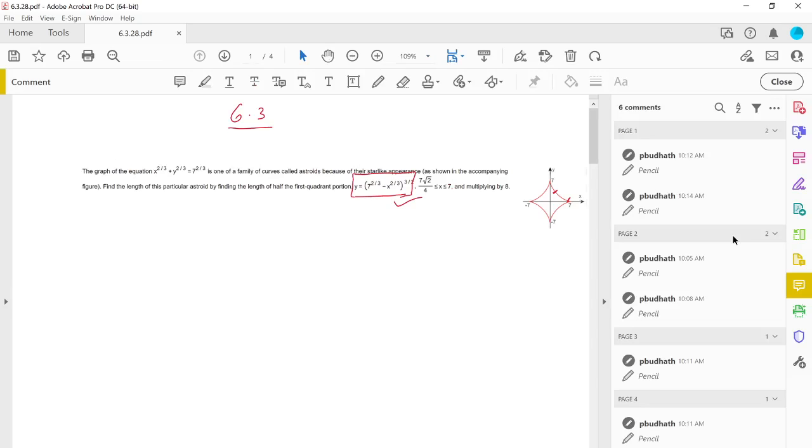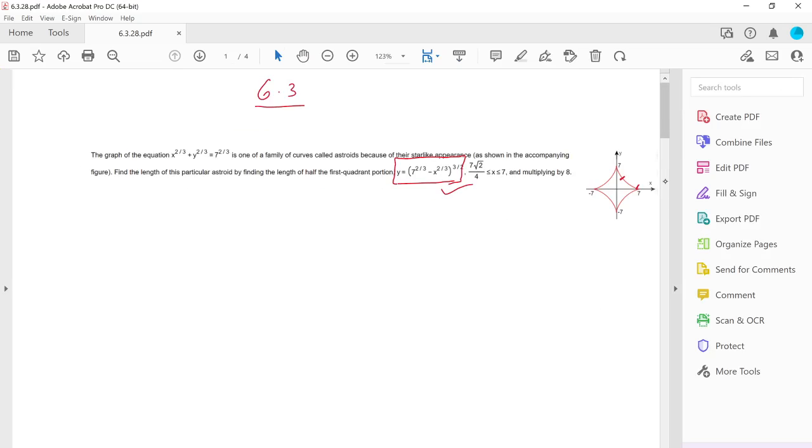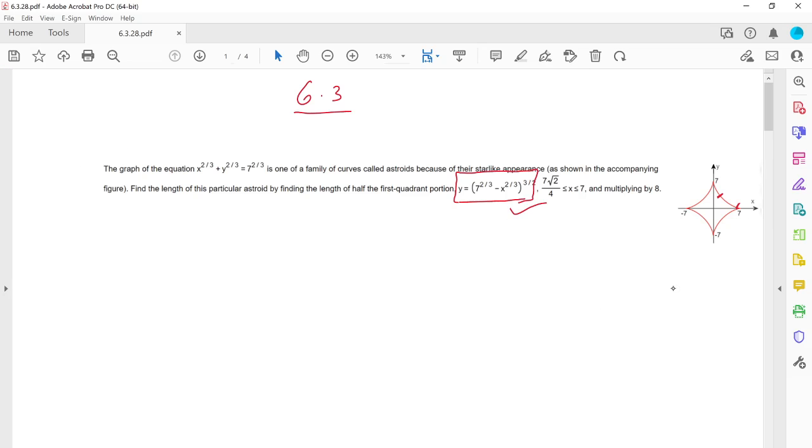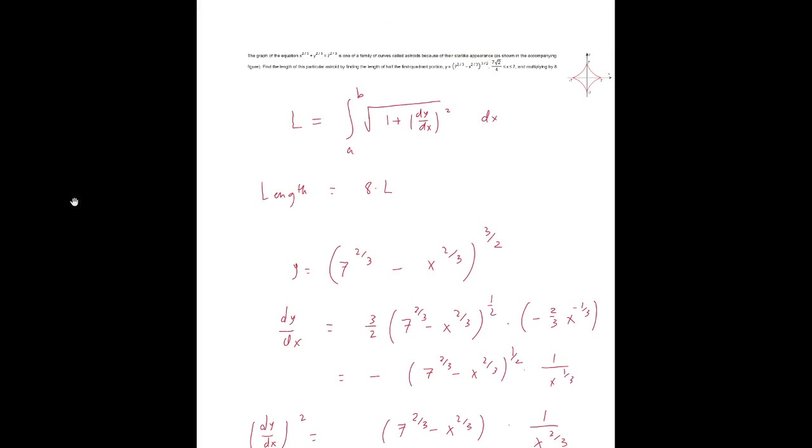Let me just change the color here. So now we can find the length of the whole curve by finding the length of this first portion, and multiplying it by 8, because there are 8 of them. That's what we have given. So we need to find the length of this half of the curve on the first quadrant and multiply it by 8. So to answer this question, first of all, we should know the formula for finding the length.